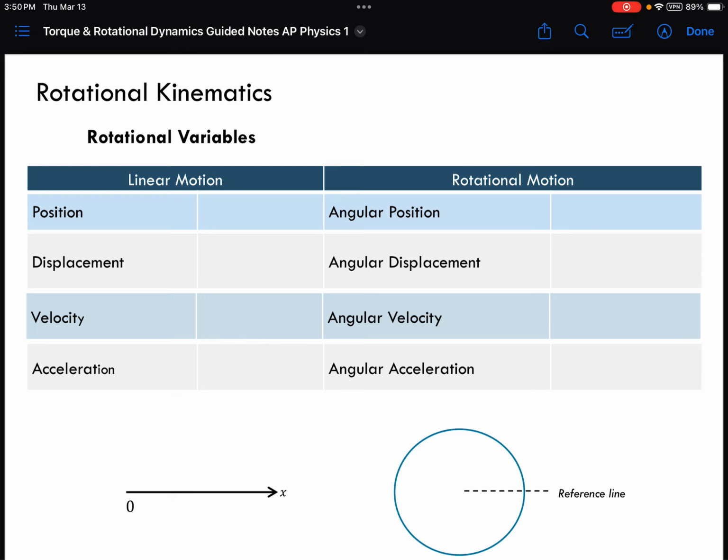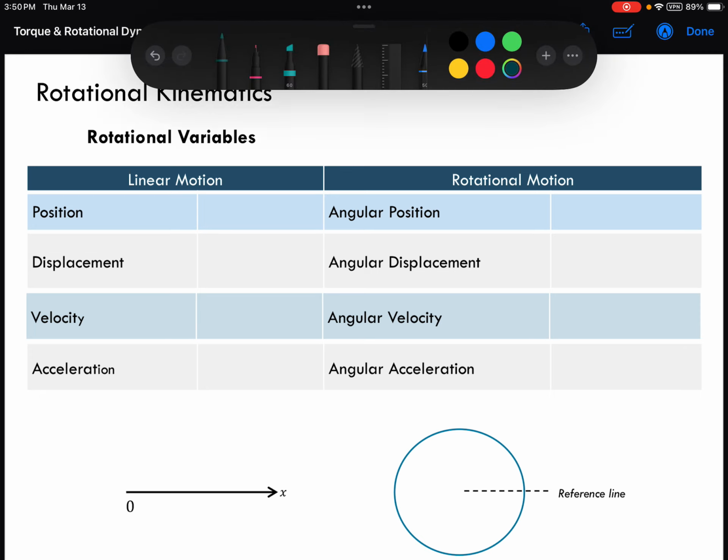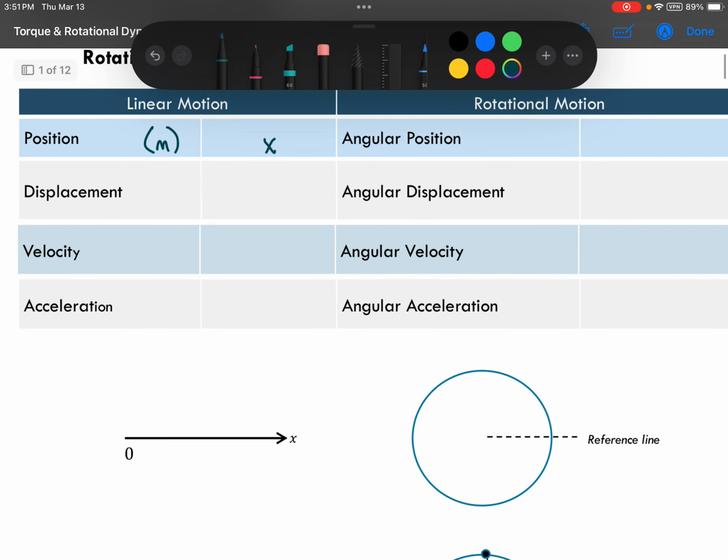So a quick recap of what we've done with translational or linear motion. We started off the year, we defined an object's position. We represent the position with the variable x, and we know our SI unit for position is meters. If we're thinking in one dimension, then we just have a coordinate point somewhere on our number line, and maybe we could even say x naught is the initial position of the object.